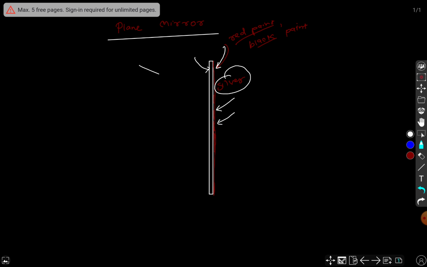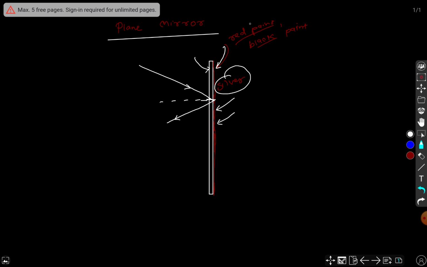Light rays coming from this side enter the glass, being transparent, and when they reach the silver coating, as silver is a very good reflector of light, the silver part reflects the light rays in this direction, of course by obeying the laws of reflection. And this is how the process of reflection occurs.